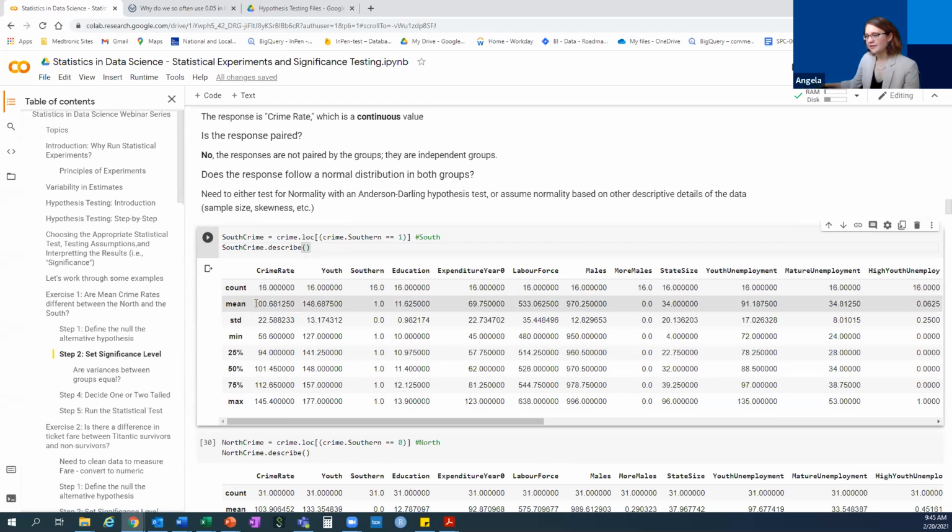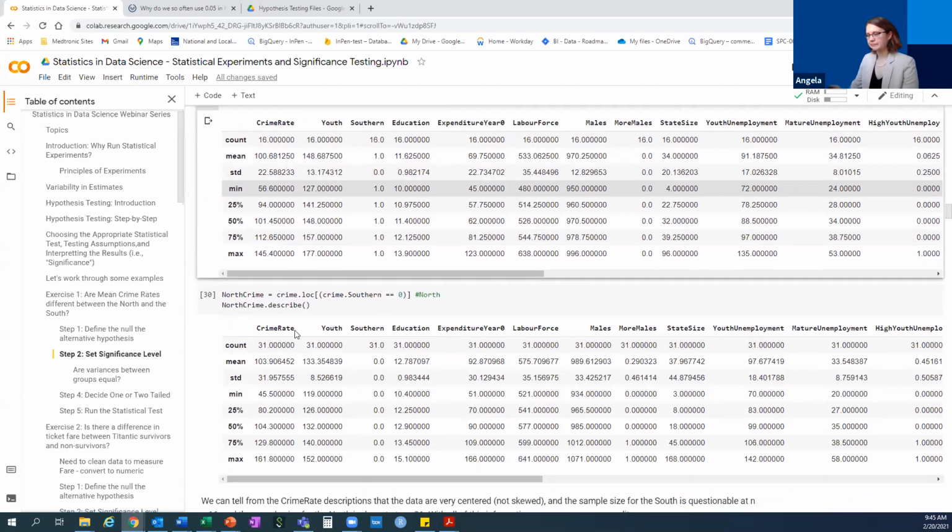Another thing I'll look at is I'm going to compare the max to the mean and the min to the mean. So the min to the mean is about a 44 difference, and the max to the mean is about 45. So all this is telling me is that everything's centered really nicely. Despite the count being low, this looks like I can assume approximate normality of this data.